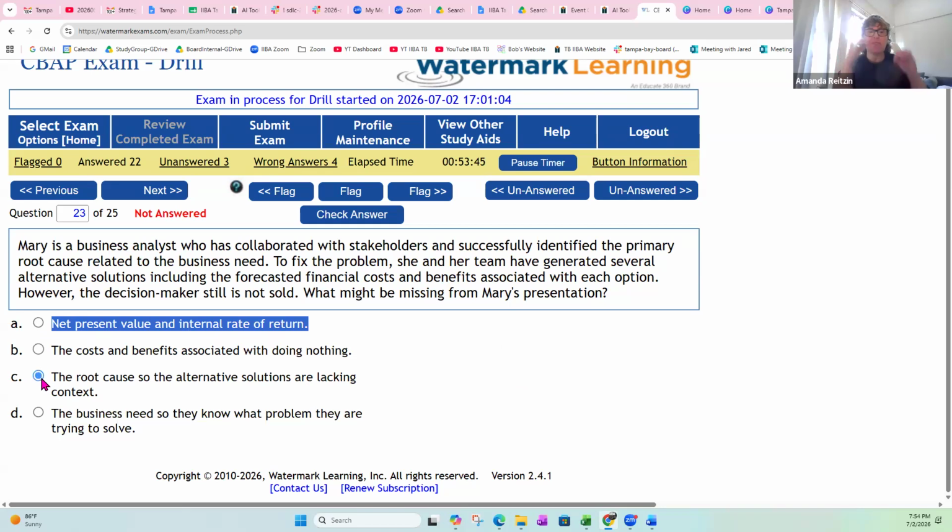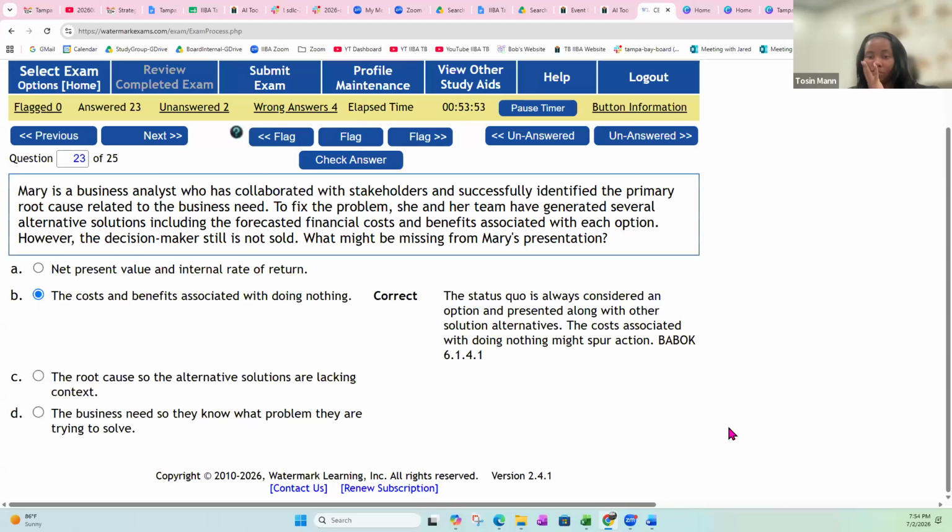I think it's B, the cost associated with doing nothing. I agree, B too. Because they need to know what if we just let it be. Status quo is always considered as an option and presented along with other solution alternatives. The costs associated with doing nothing might spur action.